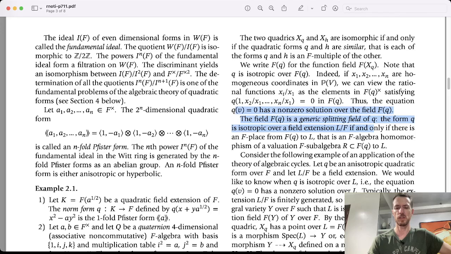The form Q is isotropic over the field extension L extending F if and only if there is an F-place from F(Q) to L, that is, an F-algebra homomorphism of evaluation from an F-subalgebra R ⊂ F(Q) to L.